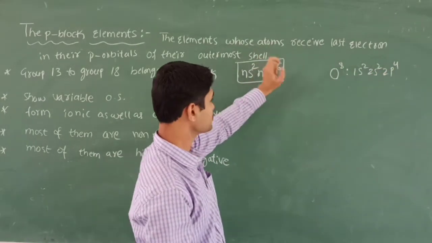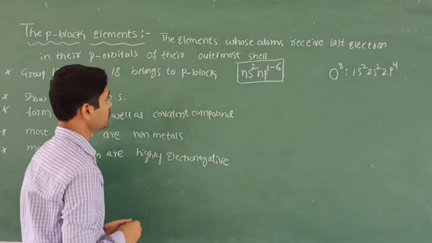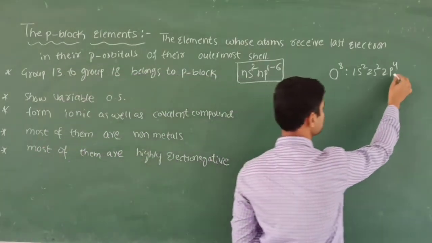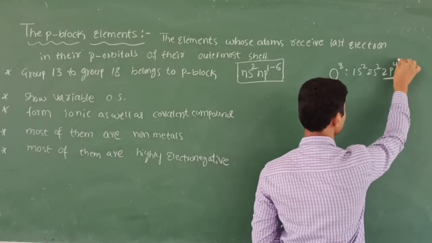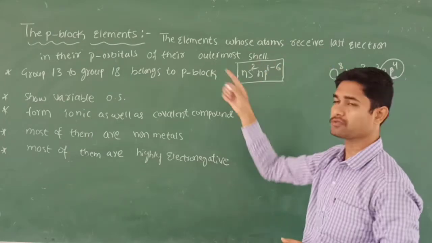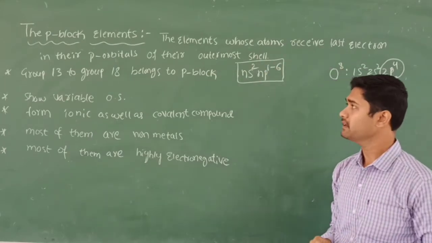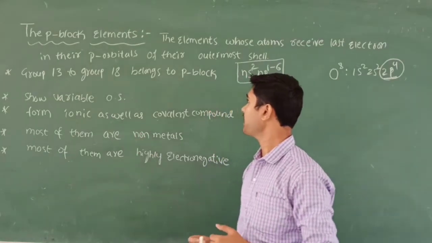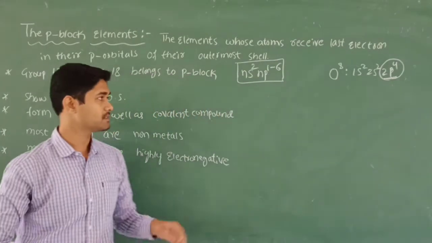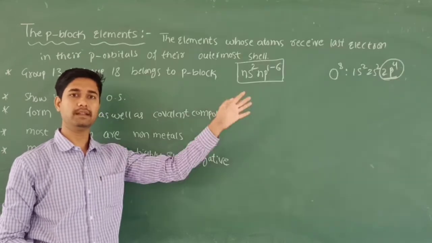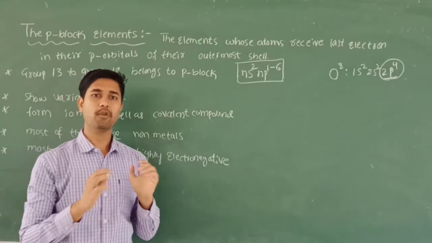According to the definition, the elements whose atoms receive the last electron in their p orbital, right? So these are the last electrons which are going to fill in the p orbitals. That's why oxygen belongs to the p block elements. And what are those elements? Group 13 to group 18 belong to the p block elements, as you can see in this image.